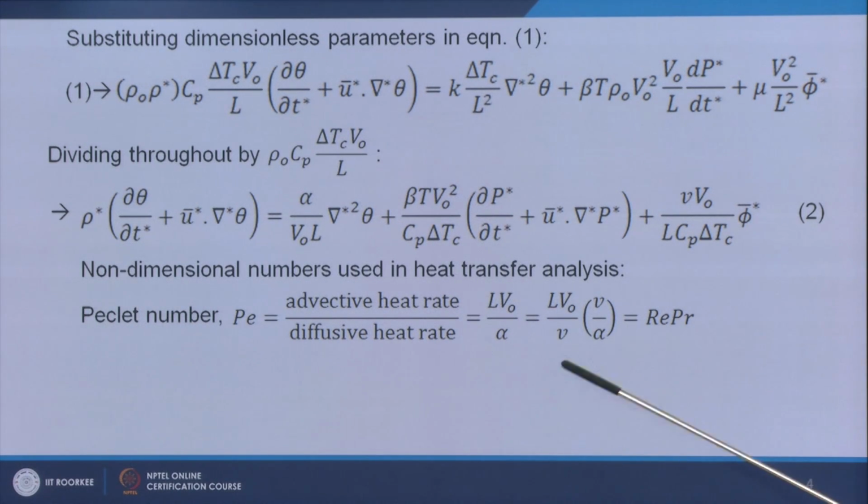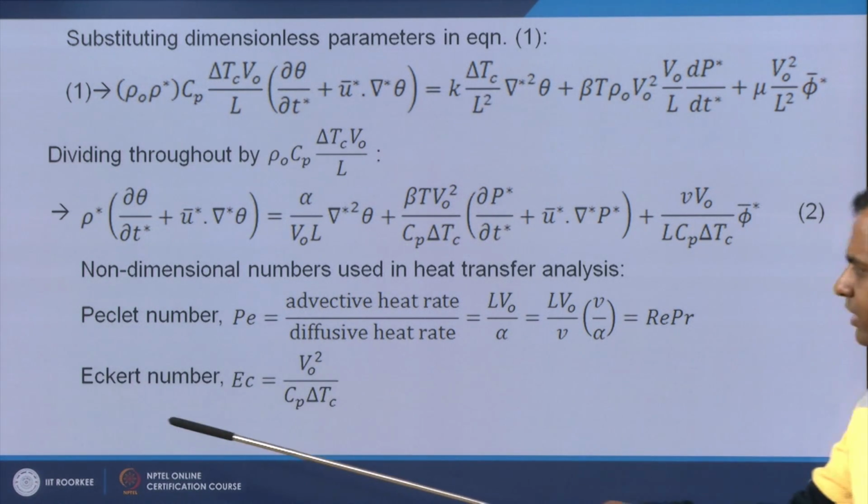Here the first part of this expression comes out as the Reynolds number, because we know the Reynolds number is L V naught by nu, and the second part, nu by alpha, is the Prandtl number. So we can write the Peclet number equals the Reynolds number into the Prandtl number.